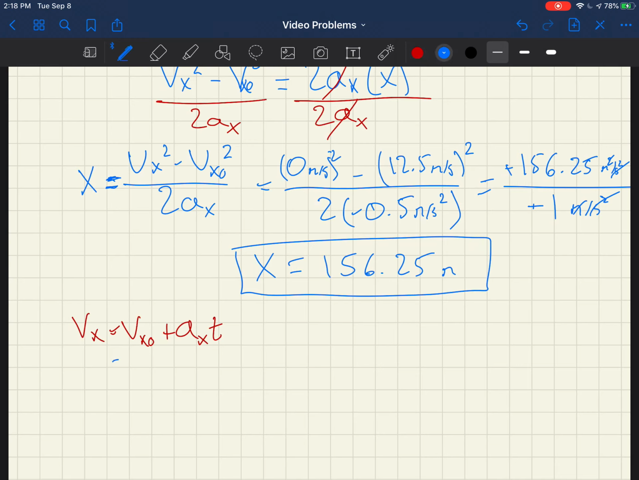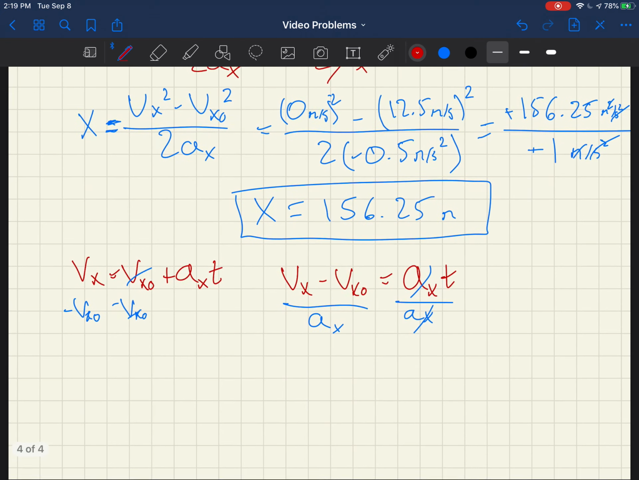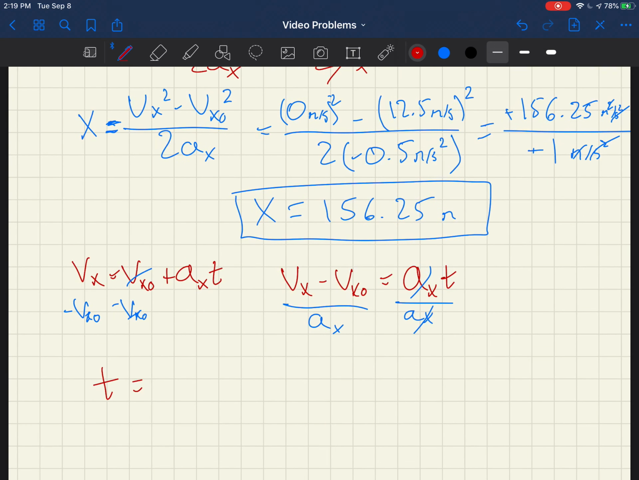So I'll first subtract Vx naught from both sides so that reduces out. And so I have Vx minus Vx0 is equal to Ax times t. I'm going to divide by Ax from both sides. That reduces out, and I'm left with t on one side by itself, which is t is equal to, again, I'm just flip-flopping the sides to make it simpler on my mind here. So we have Vx minus Vx0 over Ax. Just going to plug in my numbers.